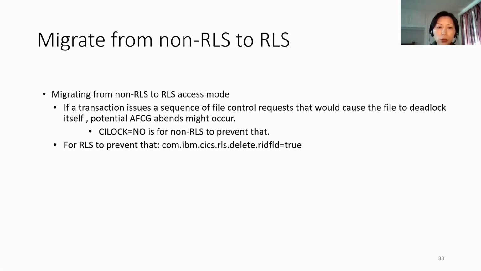If you're looking to move into RLS access mode, you can have the same effect as the SIT parameter for non-RLS. You can use the feature toggle called com.ibm.cics.rls.deleteRIDFLD=true, which will achieve the same effect as CILOCK=NO for non-RLS.